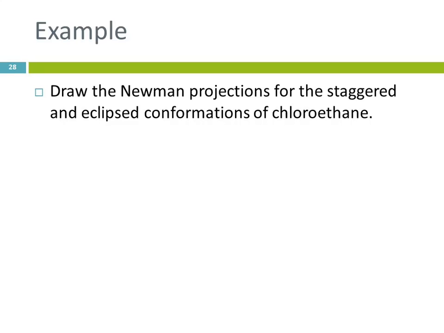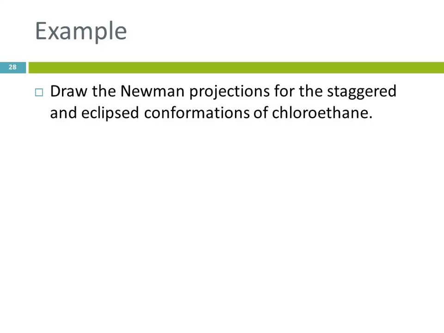So draw the Newman projections for the staggered and eclipsed conformations of chloroethane. So there's a whole bunch of words you didn't know when you started the class. Newman projection, staggered, eclipsed. Oops, I changed the color there. I like the green. Eclipsed, conformations, and chloroethane. Lots of new words.